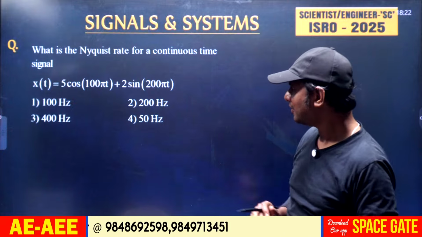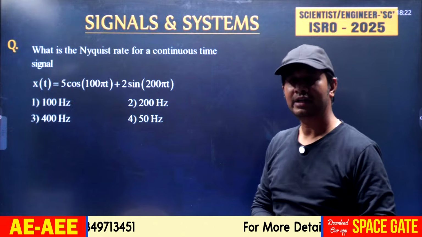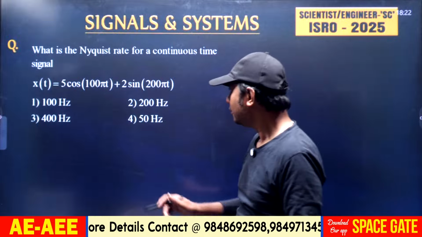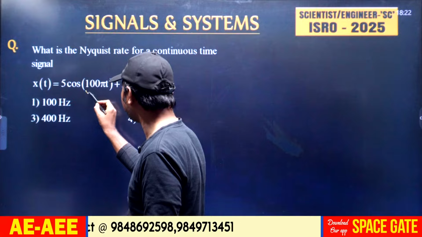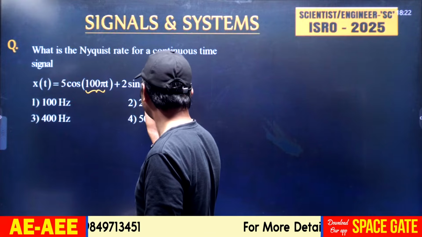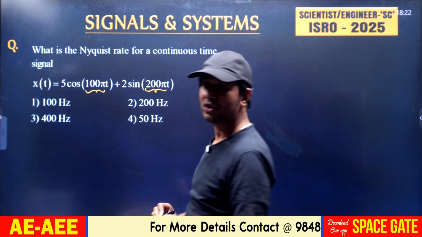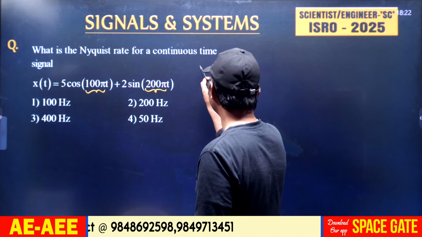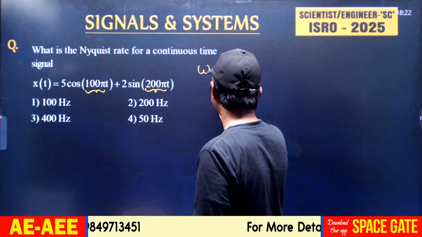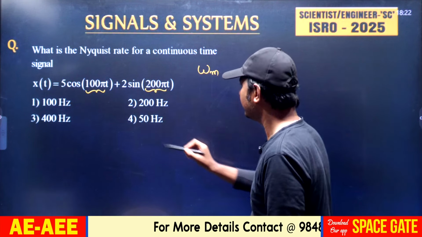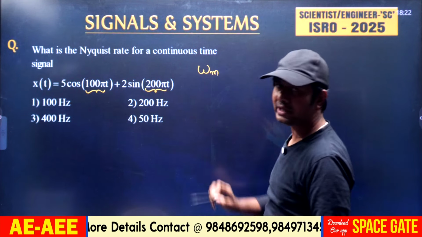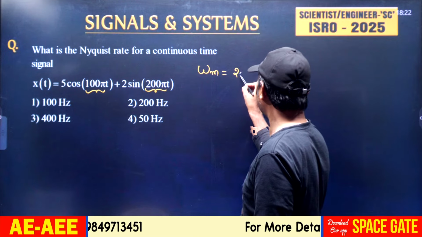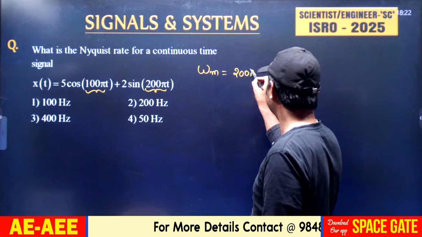Now, if you observe our signal x of t, here there are two frequencies. First frequency is 100 pi and the second frequency is 200 pi. So, what is the maximum frequency? Maximum frequency I am denoting by omega m. Among 100 pi and 200 pi, the highest frequency is 200 pi, isn't it?